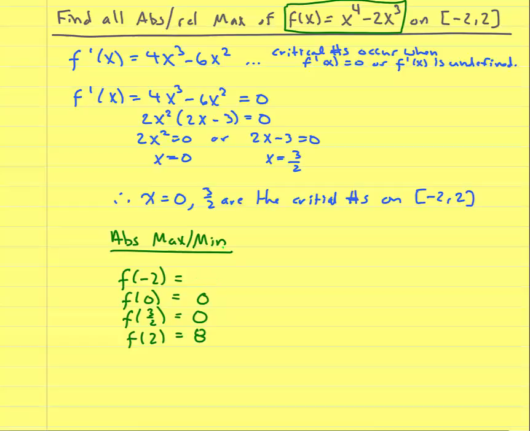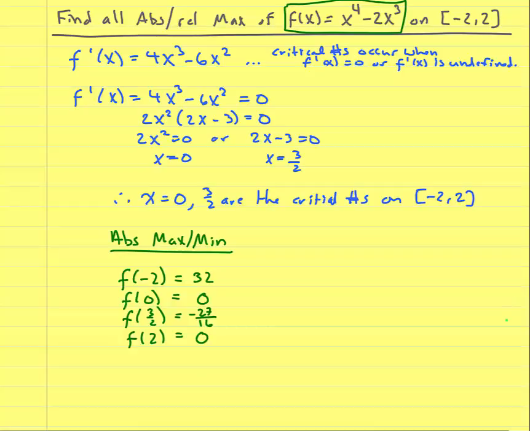If I plug -2 into my original, I'm going to get all positive numbers back out, and I actually get a 32 here, so I have to be careful. If I plug a 0 in, I get a 0 back out. And if I plug a 3/2 in, I get -27/16. I thought that was strange we got 0 for both of those, so that's what made me go back and double check. If I plug a 2 in, I get a 0 back out as well.